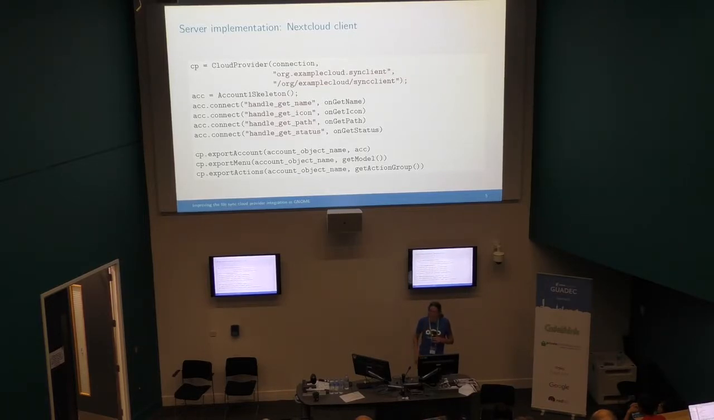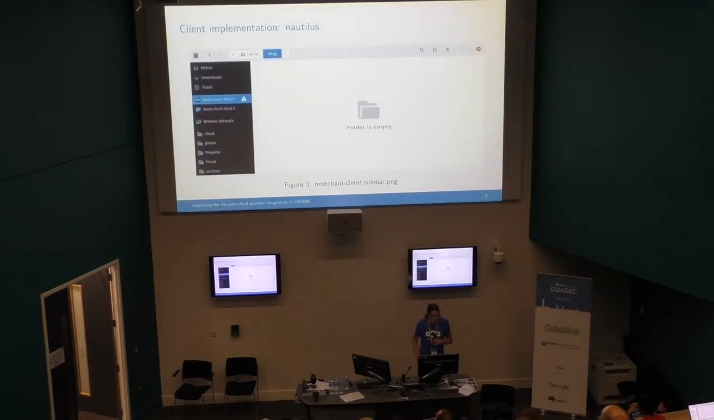And one other thing that we use is that cloud providers can also export menus like GMenu model. So I will show in the next slides where this is used. This is the current state in Nautilus, for example. For every synced folder, we have an icon and description in the sidebar. And this is not only Nautilus, this is implemented in the GTK places sidebar, so it can also be used in the file chooser dialog and stuff like that.